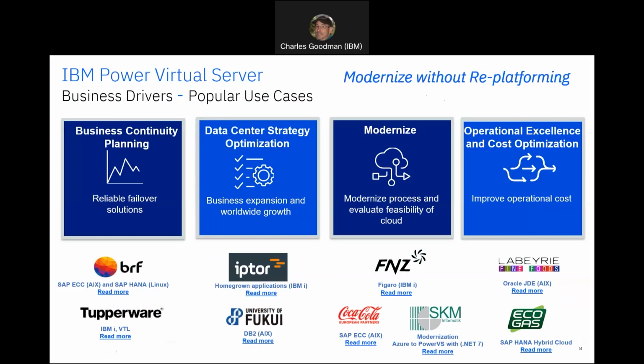And then over on the far right, the operational excellence cost optimization really deals with customers that are looking to move into more of an OpEx pricing model.